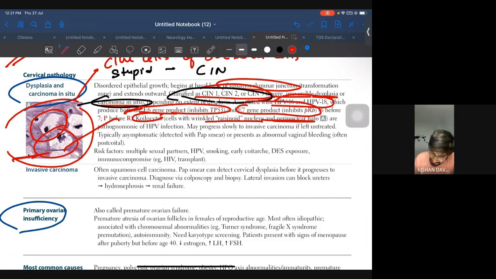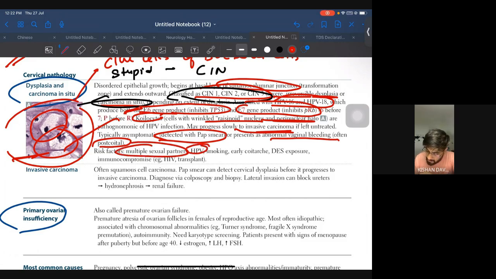And it may progress slowly to invasive carcinoma. So first it will be in situ, then it will be invasive. Okay, and it is detected with a pap smear. Presentation is abnormal vaginal bleeding, often post-coital. And risk factors: multiple sexual partners, HPV, smoking, early coitarche, DES exposure.